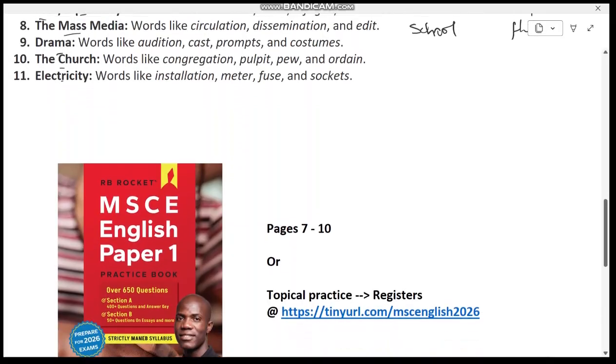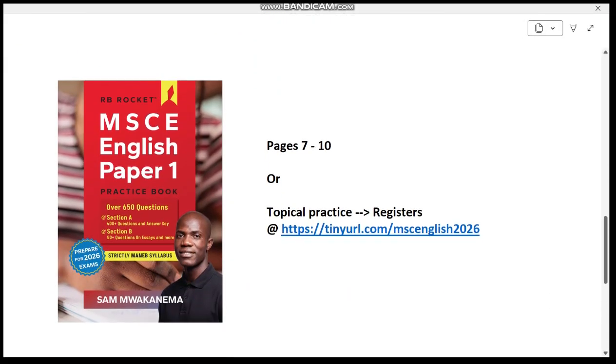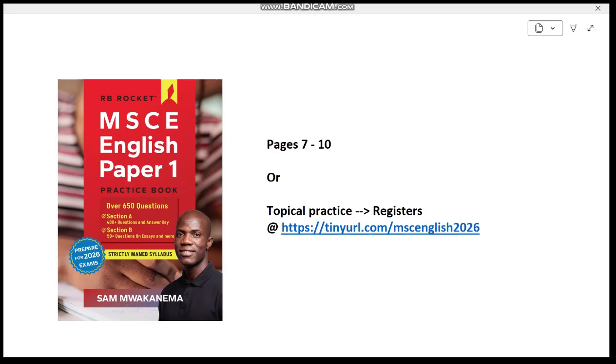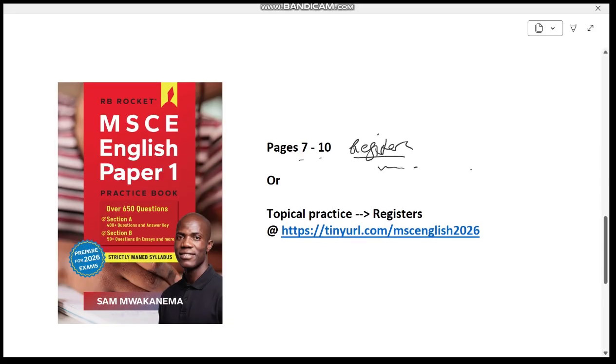So since there are many of them, if you check in the course book, the paper 1 practice book, pages 7 to 10, there's a lot of registers content there, multiple choice questions with answers. So they will teach you what to do where. Alternatively, you can also practice on the website. This is the link. Choose the topic registers. You have more like 10 sets of practice questions where you can learn from. Basically, that is what we can say on registers for now.